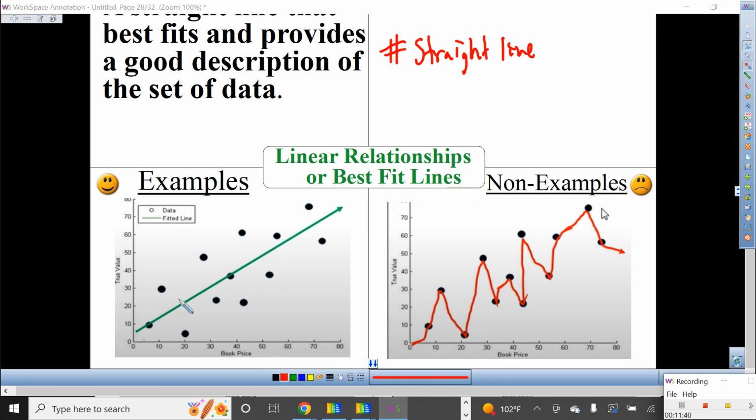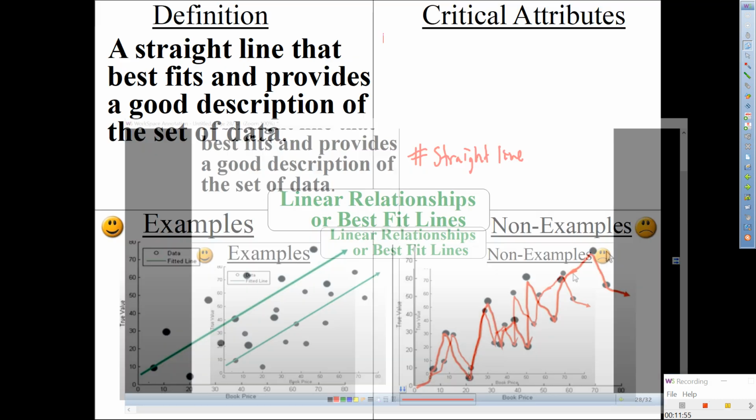So once again, this is an example of a best fit line. This is not, and we said that it has to be a what? Hashtag straight line. Okay. We got it? Yes? All right. So with that said, shall we jump into the water really quick? All right, here we go.